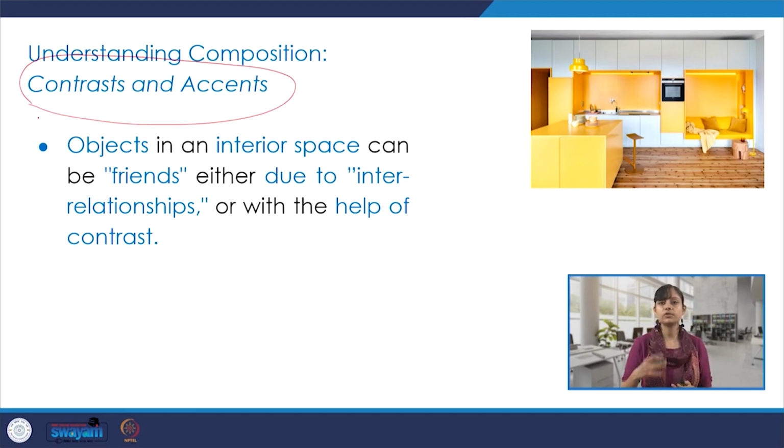So when we talk about different objects within an interior space, they could either be friends because of certain interrelationships between them, or they could also have a relationship with regard to contrast, even though they are not matching, but they may have some kind of a juxtaposition or interrelationship.